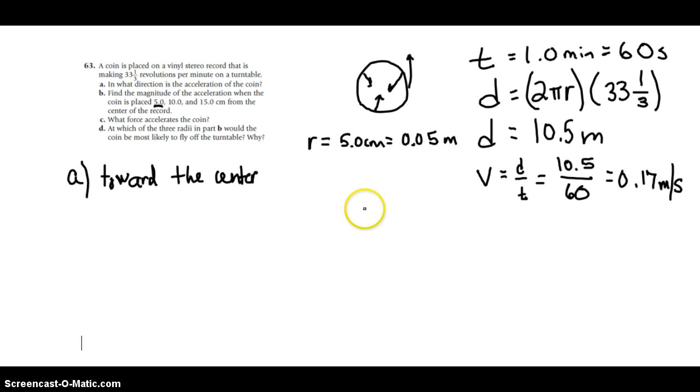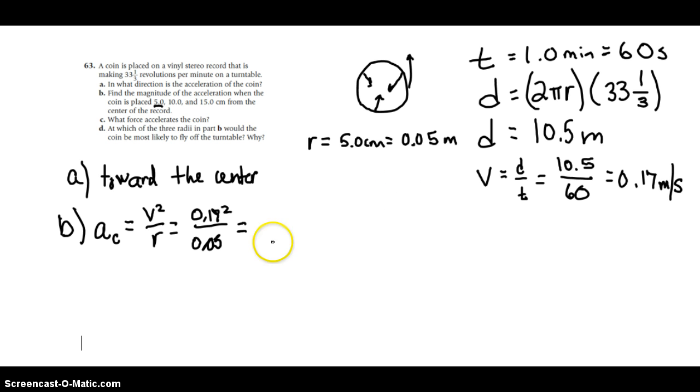Now, that's not our acceleration though. The acceleration is going to be v squared over r, which is 0.17 squared over 0.05 for the 5 centimeters, and we're going to get 0.61 meters per second squared.